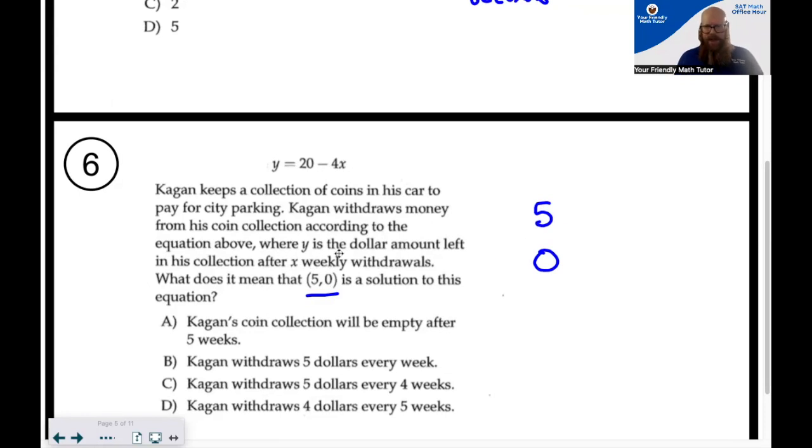And Y is the dollar amount left. All right. So this is weekly withdrawals or weeks. And then 0 is the Y, which is dollars. So I'm just looking for some answer that talks about 5 weeks and $0. And that happens to be A. The coin collection will be empty. So $0 after 5 weeks. Withdrawals $5? Well, $5 doesn't make sense, and $4 doesn't make sense, right? There should be $0. And again, you don't need to read the whole problem. You just need to know what the X unit is and what the Y unit is, and then we can find that answer.